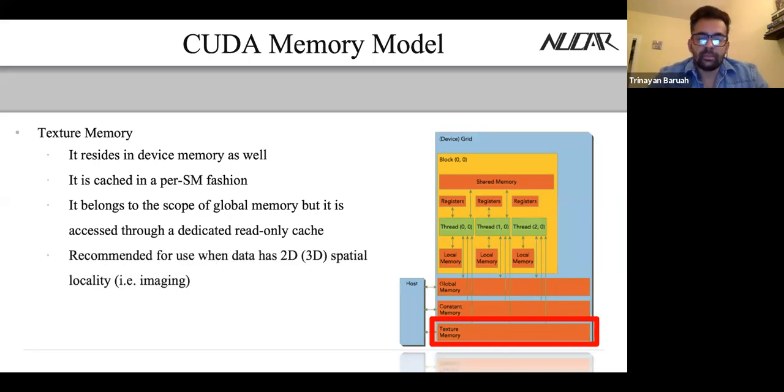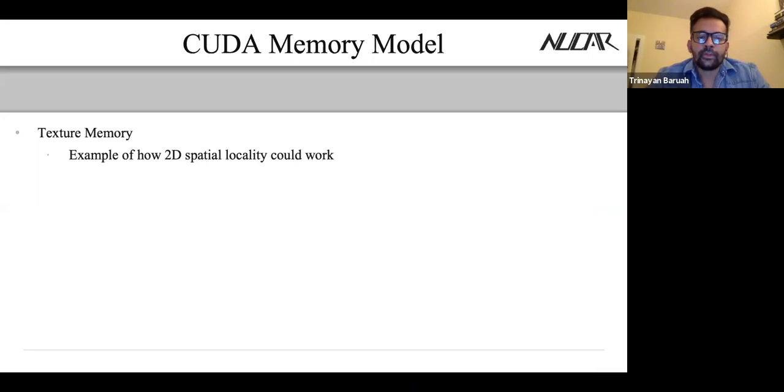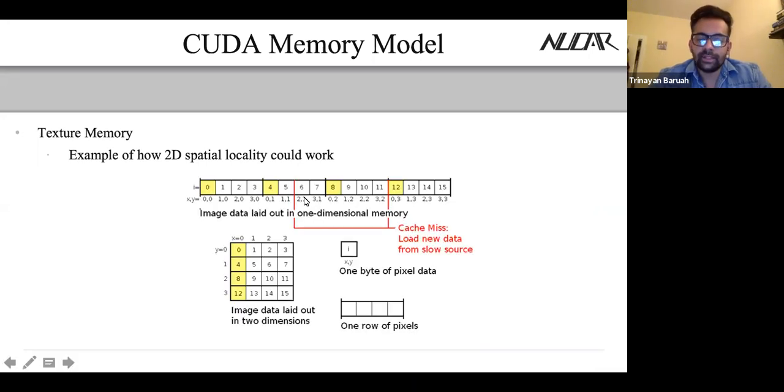So when do you use texture memory? If you work on any image processing application, when your data has 2D spatial locality or 3-dimensional spatial locality, that's when using texture memory can be helpful. So here is an example of how this works. You have this image data, and let's say your algorithm is such that you would read these yellow colored elements 0, 4, 8, 12. You can see that these are not coalesced in regular 1-dimensional memory, because they are far apart in memory locations. So when a cache miss happens, you need to load new data from this slow source.